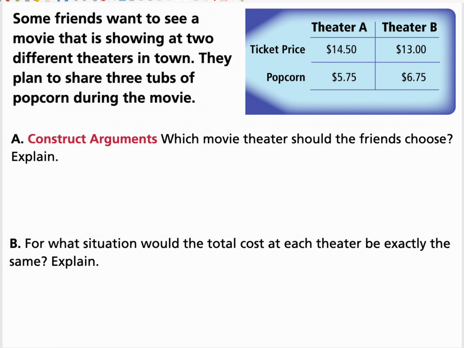Warm-up is not too involved today. Some friends want to see a movie that is showing at 2 different theaters in town. They plan to share 3 tubs of popcorn during the movie and construct arguments. Which movie theater should the friends choose? I'll give you a second to think about that. And you should be thinking about the notion that it's going to depend on how many friends there are. And if there are a bunch of friends, then they want the cheaper theater. And if there's only 1 or 2 friends, then they're probably okay with the more expensive theater and the cheaper popcorn.